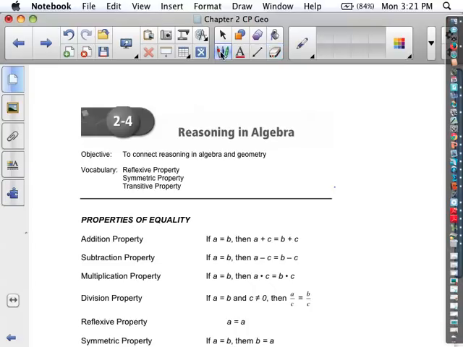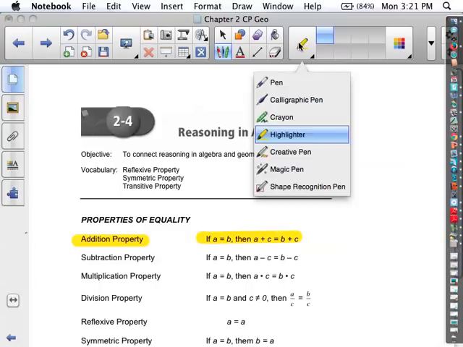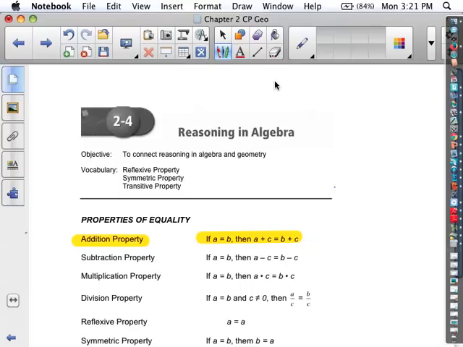So the first one is this property of addition. And that's when you have an equation, A is equal to B, then you add C to both sides, and the equation is left unchanged. So an example of this might be that you have x plus 3 equals 5. If I add 3 to both sides, x plus 3 equals 5 plus 3, the solution is still 2. It hasn't changed. I can add the same value to both sides, and I haven't changed the equation.